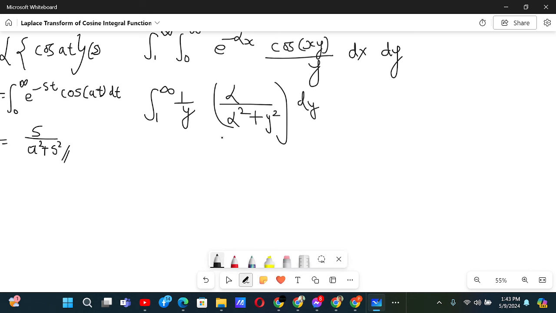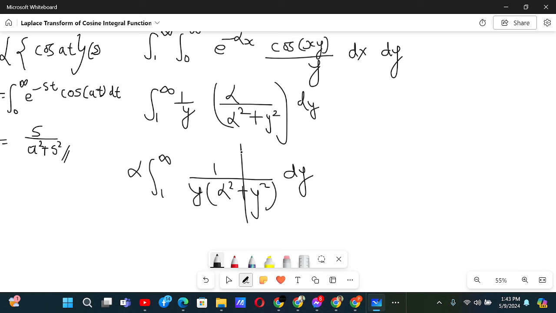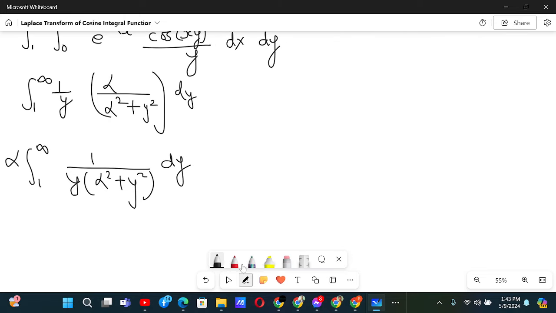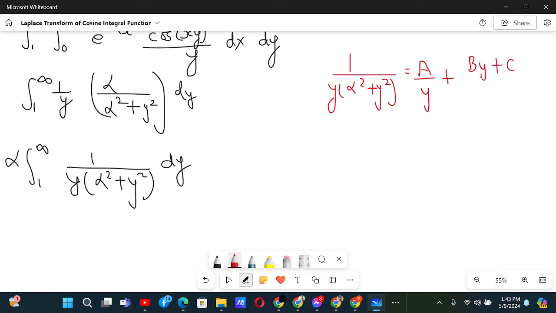Okay, now I can take the alpha outside. Integral from 1 to infinity, I have 1 by y times alpha square plus y square. Now clearly we can use partial fractions. I think we all know how to use partial fractions. The partial fraction is to break this expression into two expressions: 1 by y times alpha square plus y square equals a by y plus by plus c by alpha square plus y square.